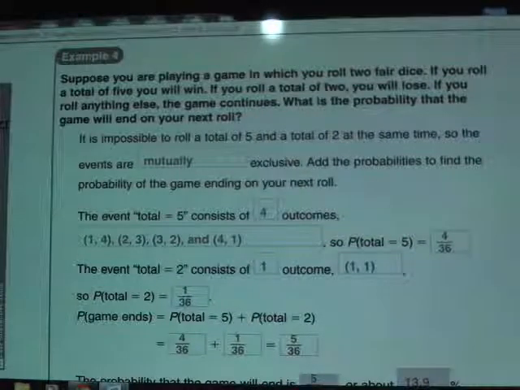All right? But in this scenario, there's no way to roll a 5 and a 2 total at the same time. There's no number combination to make that happen. All right? I can't roll something that adds up to 5 and say it also rolls up to add up to a 2.